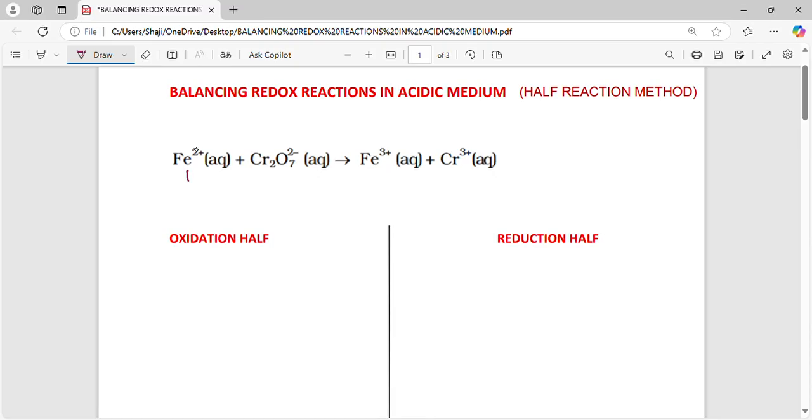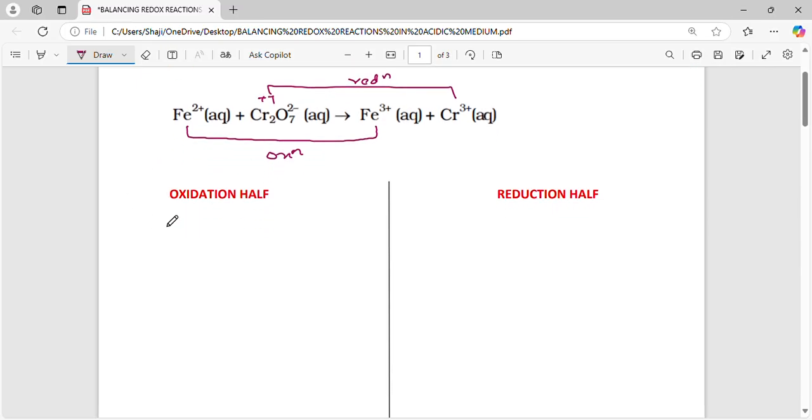Fe2+ changes its oxidation state from +2 to +3, which is oxidation, because the oxidation number is increasing. In Cr2O7 2-, chromium is in the +6 oxidation state, which changes to Cr3+. As the oxidation state decreases, it is a reduction. So wherever the oxidation state increases is oxidation, and where the oxidation state decreases is reduction.